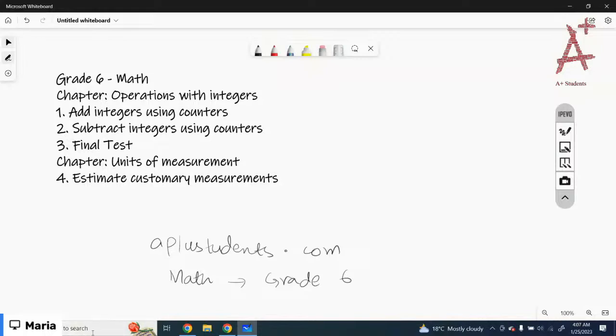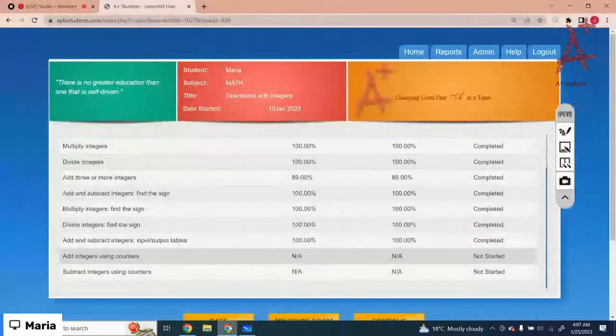Please make sure you have your notebook and pencil so that you can note down the important examples and definitions as well. Got it? So here I am on grade 6 maths. The chapter name is operations with integers, and we're going to start with the first lesson, that is add integers using counters.